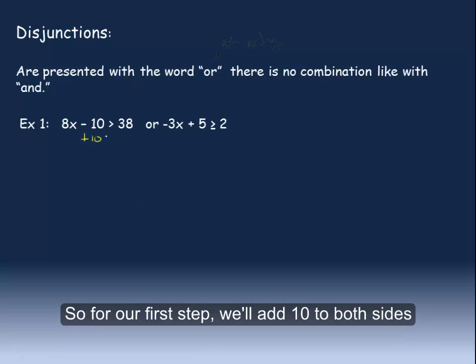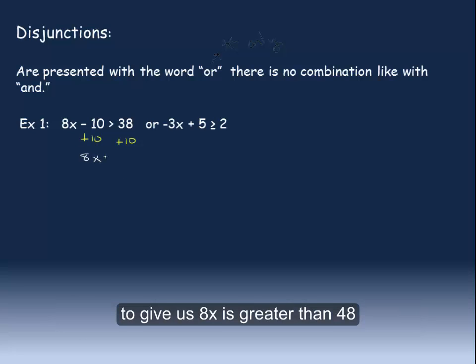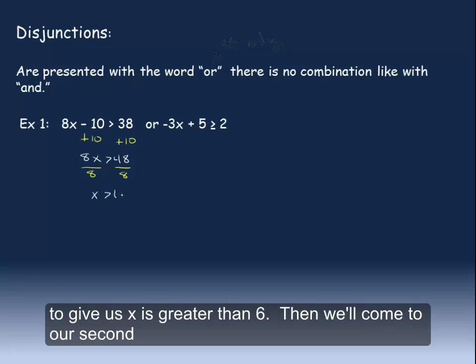So for our first step, we'll add 10 to both sides to give us 8x is greater than 48. Then we will divide both sides by 8 to give us x is greater than 6.